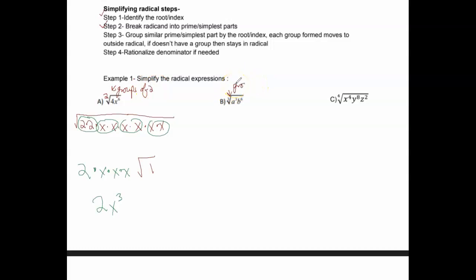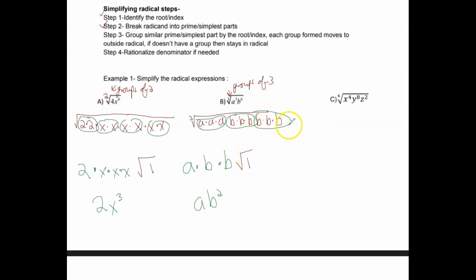This one's asking us for groups of 3. My index is 3, so I'm going to write everything as prime as I can. Now I'm going to group by 3. One group of A gets to come to the outside. One group of B gets to come to the outside. Another group of B. If it's helpful for you to write that there was nothing left on the inside, or square root of 1, that's fine. If it doesn't help you, that's fine.